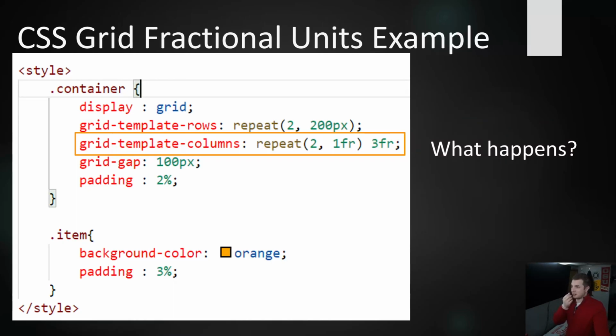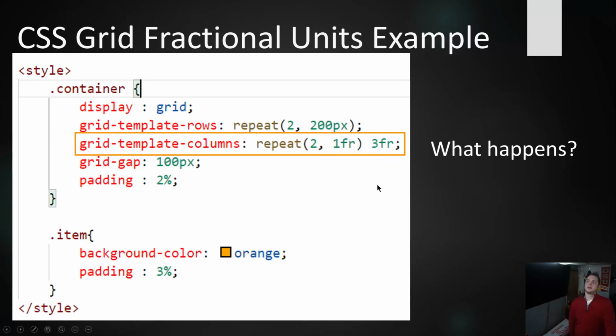So this is where we start talking about how you control things if you want something to be bigger than something else. Okay, so this is one way of doing it. There's another way that I like. It's a little bit more of an advanced topic, so we'll do that a little bit later when you've had more practice. But we've got repeat here. We're going to do it 2 times. We're going to do it at 1 FR, and then we're going to give that last one 3 FR.